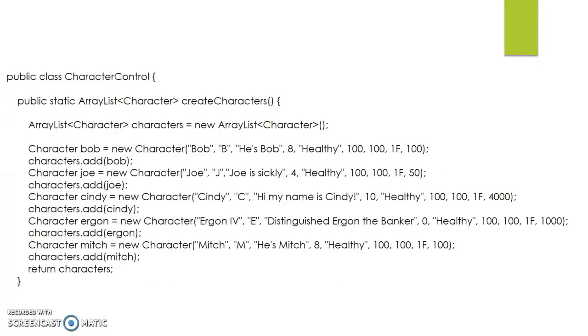And for an array list, the size is not defined. So you can add to the list, you can take away from the list. It fluctuates. That's why you want to use an array list. As we look here in the character control, we see all the characters that can be put in your group: Bob, Joe, Cindy, Ergon, and Mitch. The array list doesn't have a set number here because sometimes you want to have 3 of these members, sometimes 4, sometimes 1. So you can add and take away from this array list.